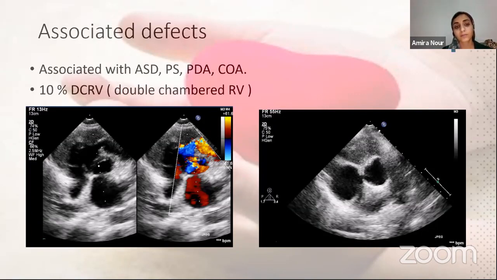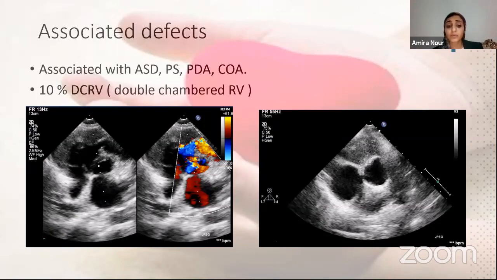Another associated finding with VSD, not common, mostly found in teenagers, is a double-chambered RV. It is found in 10% of adult or teenage patients with VSD, as the jet from the left ventricle to the right ventricle hits the right ventricular free wall, and this leads to a compensatory mechanism with hypertrophy of the muscle band, forming a circular muscle band and dividing the right ventricle into a low pressure chamber below the circular muscle band and a high pressure chamber above it. And this decreases the gradient across the VSD.